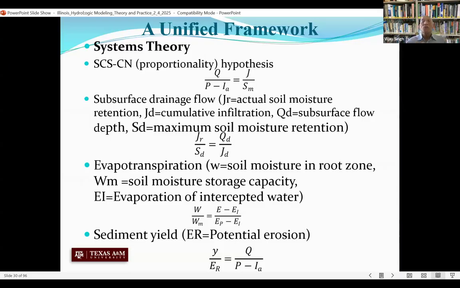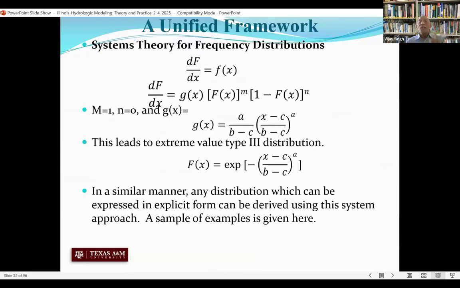Now you can also apply the same hypothesis to subsurface drainage, to evapotranspiration, and to sediment yield. And these are the proportionality relations I'm enumerating. For shortage of time, let me move on. What is interesting is you can also apply the same hypothesis to deriving frequency distributions.